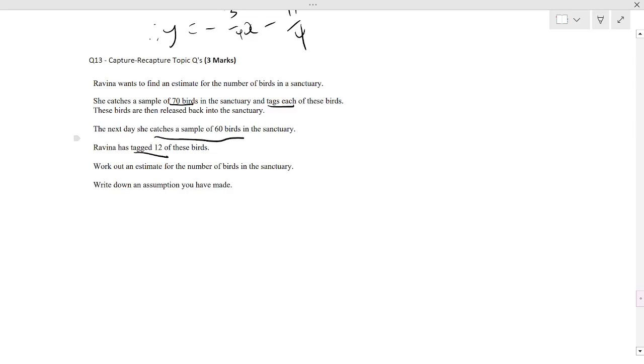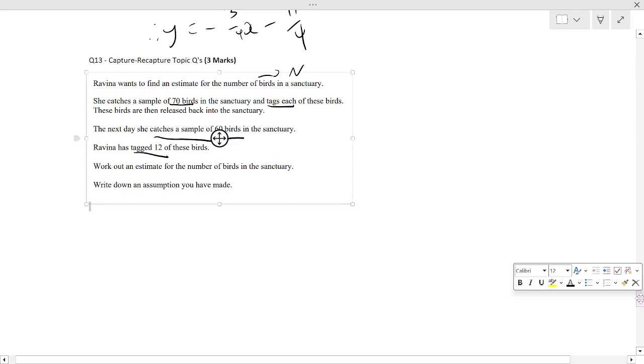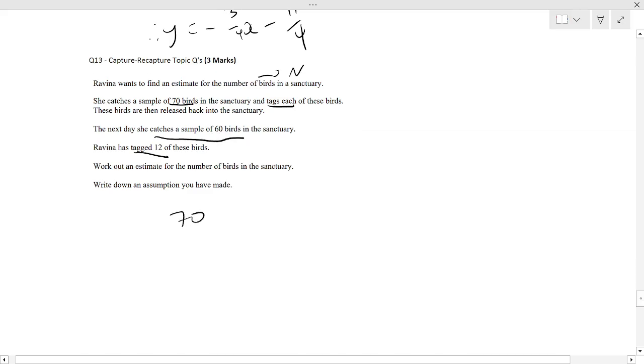Work out an estimate for the number of birds. This will always follow the same format. The big assumption is that the proportion of birds tagged in a sample will always be the same. First of all, there are n birds in the sanctuary. We don't know what that is, but that's what we're working out. The proportion of birds tagged is 70 over n, because 70 of those birds in total were tagged. Now we take another sample, and 12 out of 60 were tagged. The proportion of tagged birds to the total will be the same, which is where we get this equation.